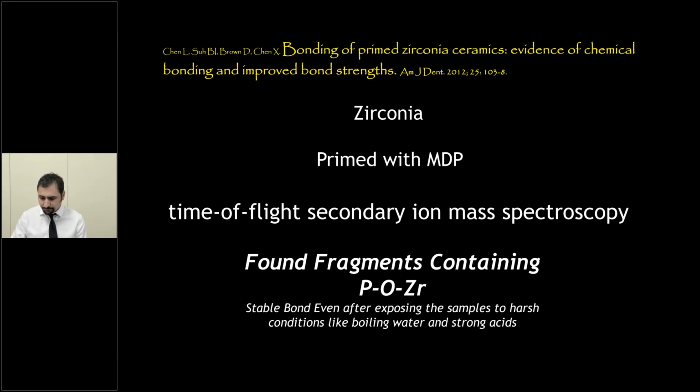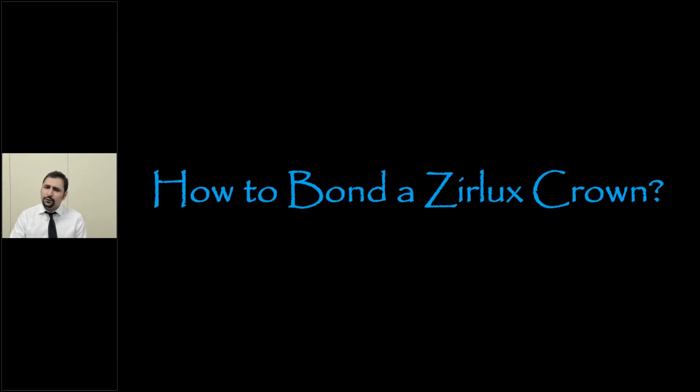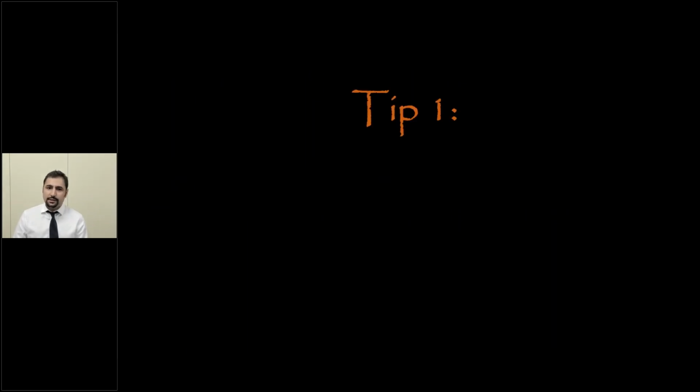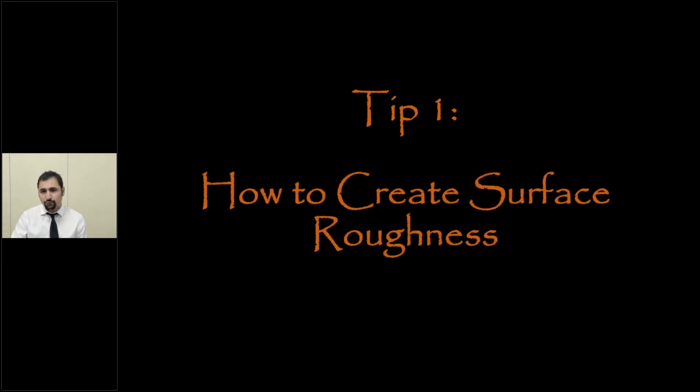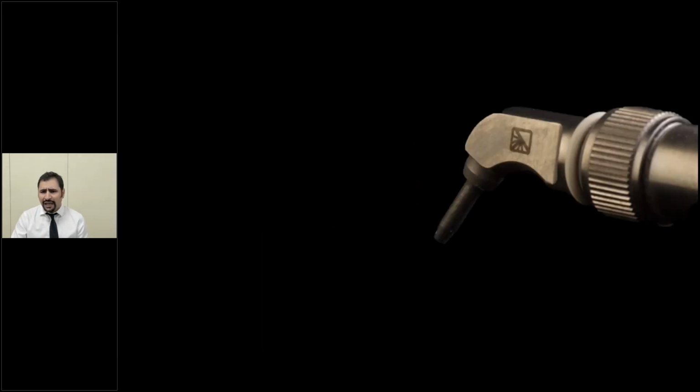Now, how can we really bond, for example, to a zirconia crown like a Zerlux crown? There are some nuances to bonding to zirconia, which I'm going to go over. We know as a fact that one of the first steps is to create surface roughness in order to bond to zirconia. In other words, we need to make the surface rough and then bond to it, so we have a better bond. Now, how can we do that?